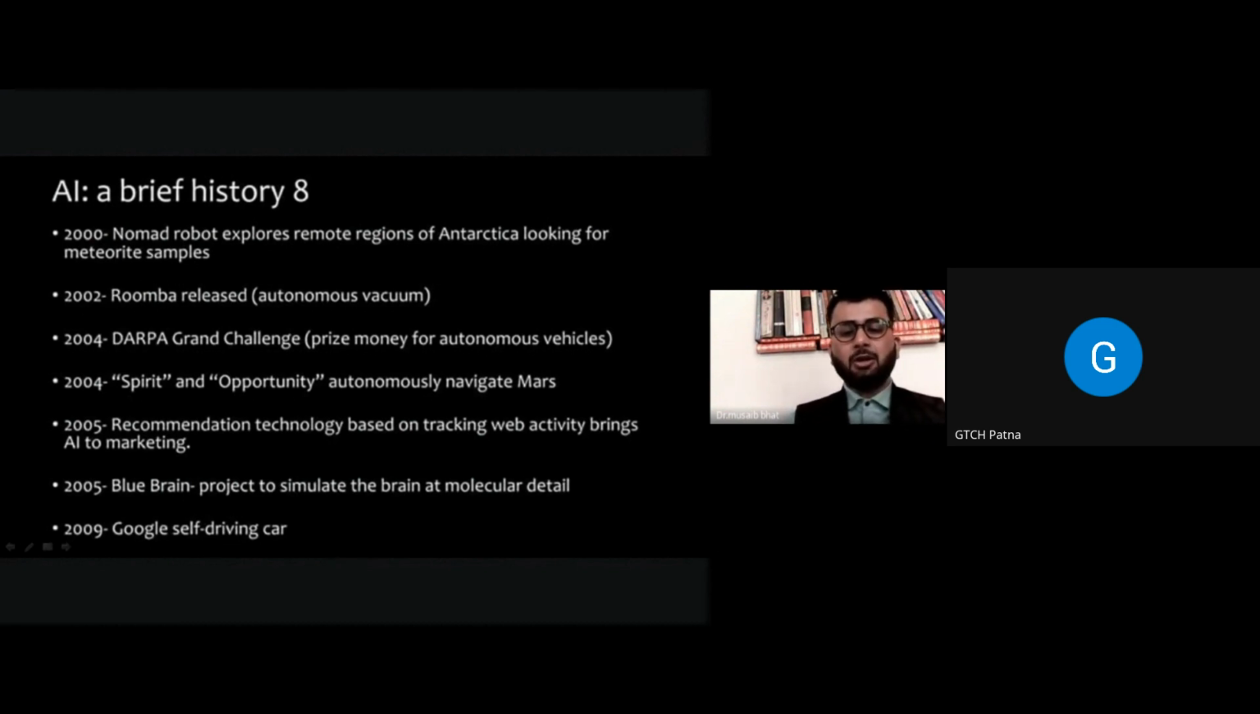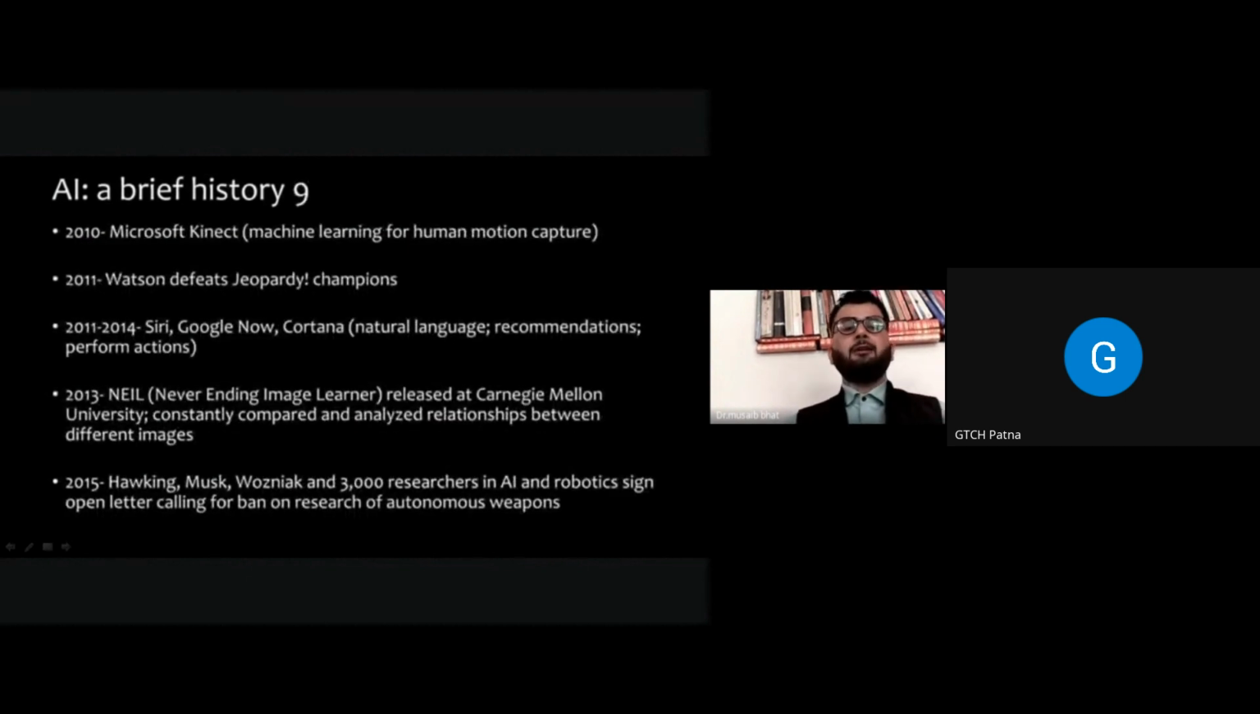In 2009, Google developed a self-driving car. In 2010, Microsoft Kinect used machine learning for human motion capture. It was a machine that was able to decipher human motion or respond to it. In 2011, Watson defeated Jeopardy champions. Watson was a machine that was able to defeat Jeopardy champions. In 2011 to 2014, we had those assistants that came with different mobiles, like Siri for Apple, Cortana for other devices, or Bixby for Samsung, for example. These were AI-powered assistants. I didn't understand that.